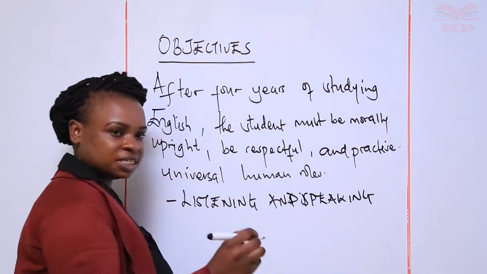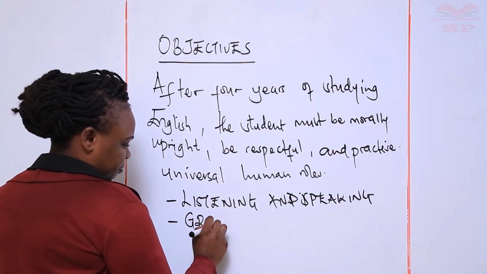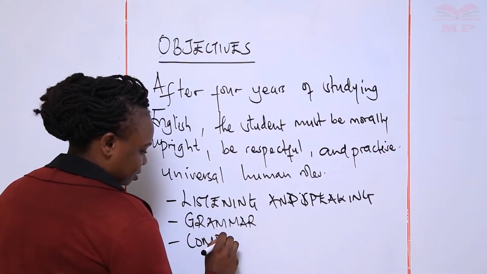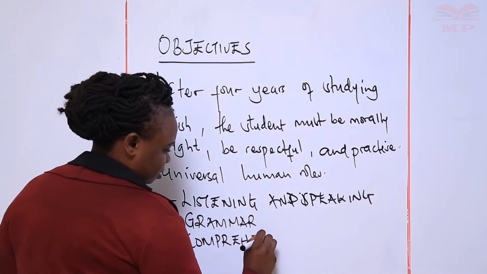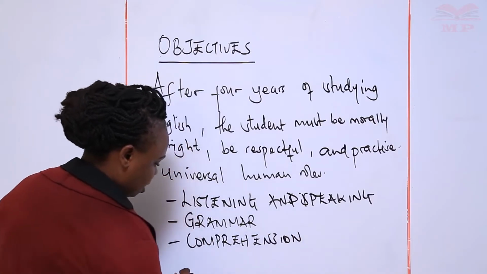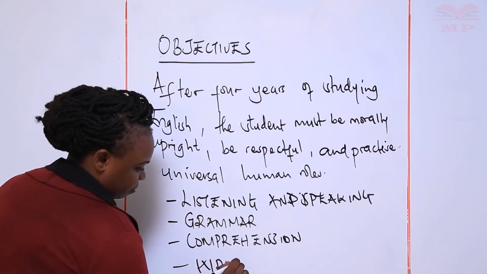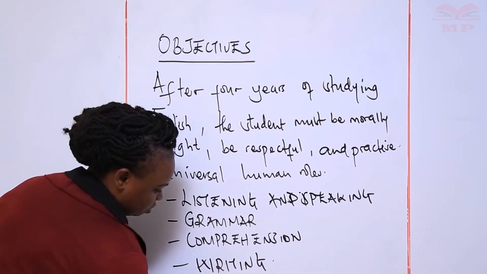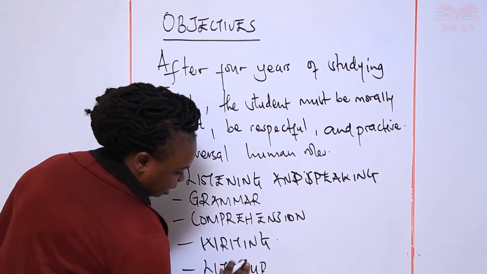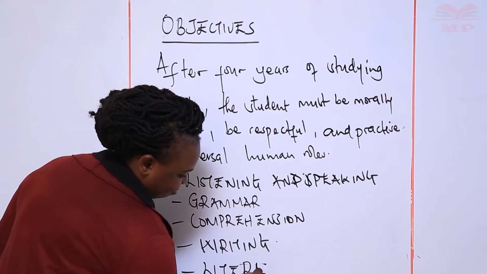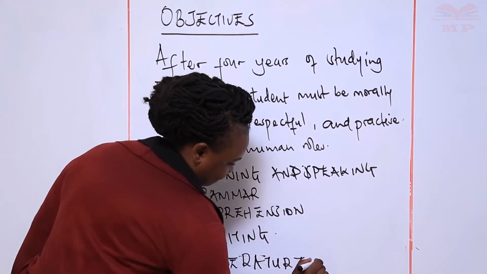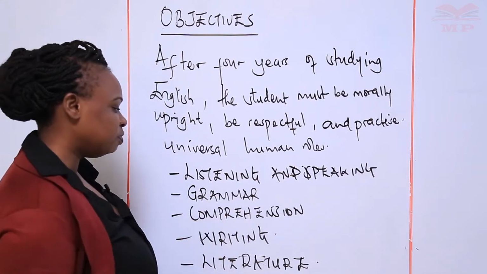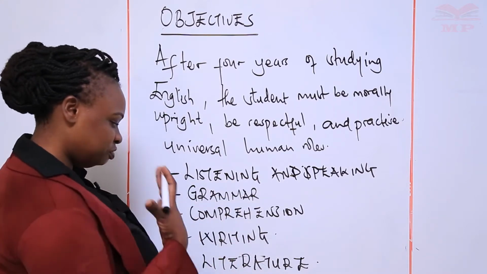We have listening and speaking. We have grammar, okay? We have comprehension. And we have writing, okay? Maybe we might also have literature. Okay? So, when you open the first textbook, you will look at listening and speaking, you will see grammar, you'll see comprehension, you'll see writing, okay?